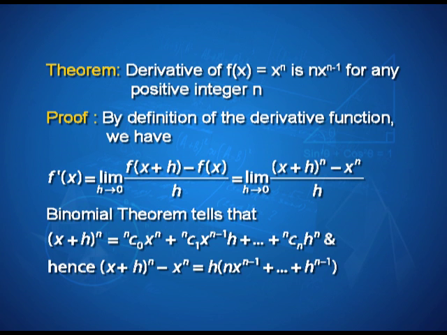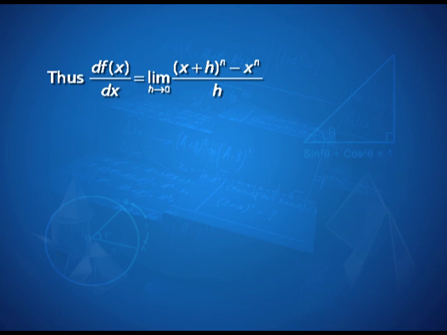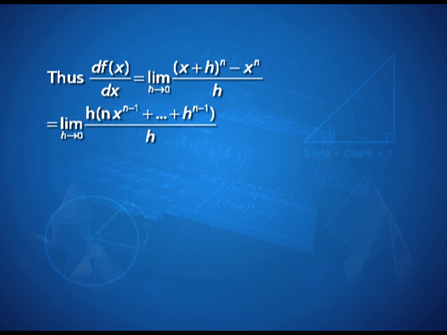Thus, dy/dx of f of x is equal to limit of (x plus h) whole raised to n minus x raised to n upon h as h tends to 0, which is equal to limit of h into (n x raised to n minus 1 plus so on plus h raised to n minus 1) upon h as h tends to 0. This can be written as limit of n x raised to n minus 1 plus so on plus h raised to n minus 1 as h tends to 0. So, we have it as n x raised to n minus 1.